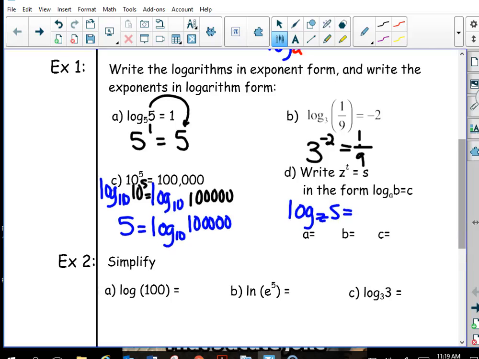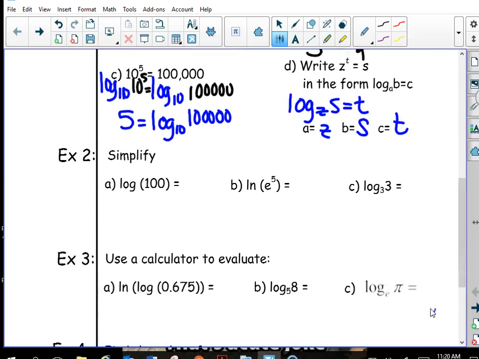And the exponent in my exponential equation is the answer to my logarithmic equation. So I could have applied log base z to both sides. On the left side, I just get t. On the right side, I get log base z of s. So in the form they gave us, our base a is z, what's inside the log is s, and c is the answer, that's t. So you'll enter those variables in the XYZ software.